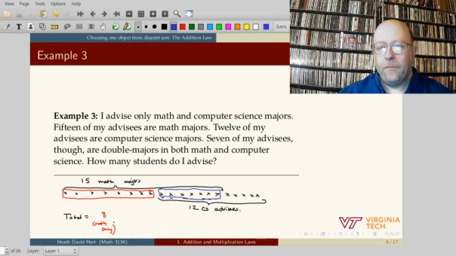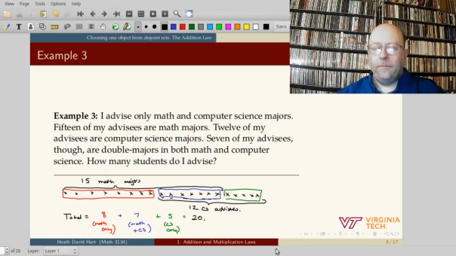And then there are 5 that are CS only. And 8 plus 7 and 5 gives me a total of 20. And so there are 20 students that I advise, because I can use the addition law here. I can add these numbers up because the red set and the blue set and the green set no longer overlap. I have separated them into disjoint sets.